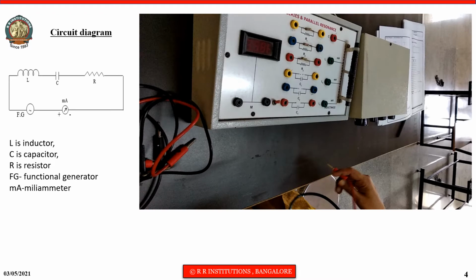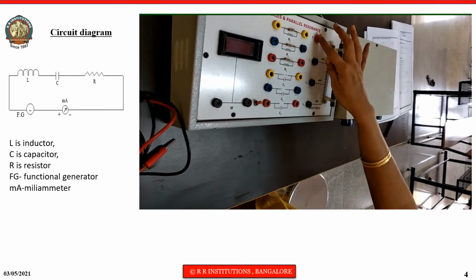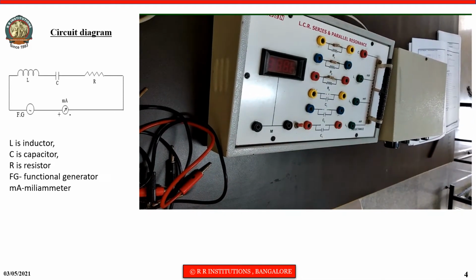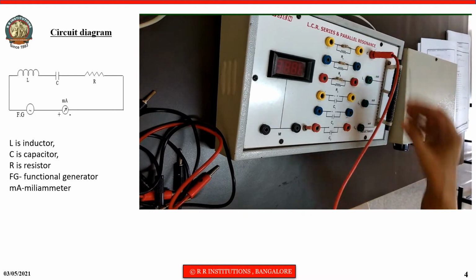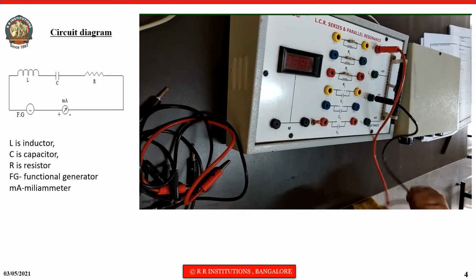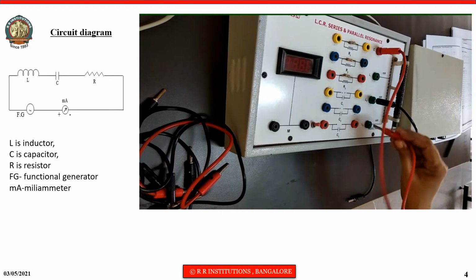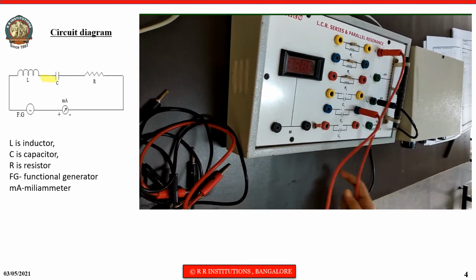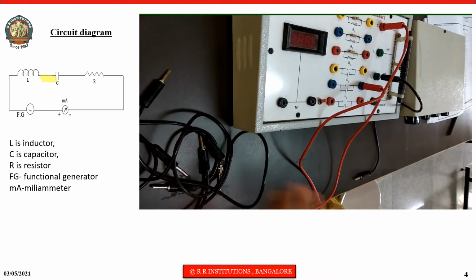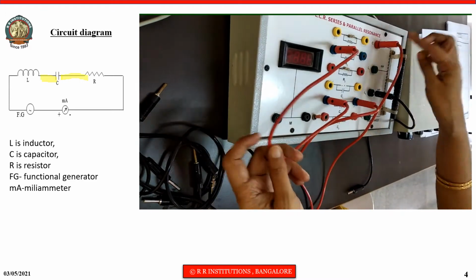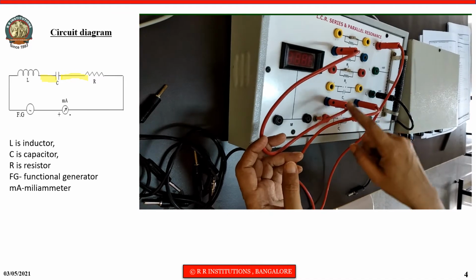See, the LCR series connections are shown in the video. We have 3 inductors, 3 capacitors and 3 resistors. I am using L2, R2 and C2. So this is L2, and L is connected to C2. From C2 it goes to R2. So it is a series combination: L is connected to C, C is connected to R.